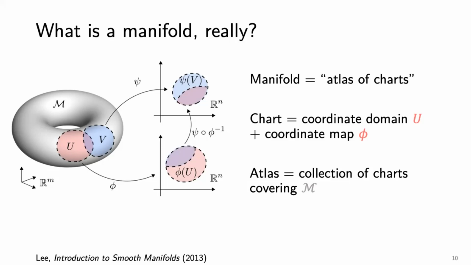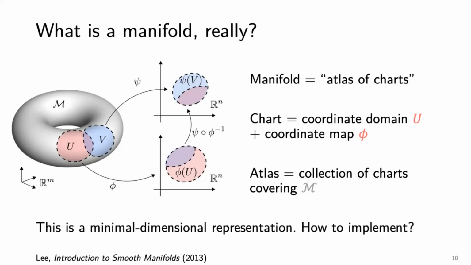And so really the way to think of a manifold is as a collection of patches that can be flattened. Instead of trying to flatten the whole thing in one go, you break it up into pieces, each of which can be flattened. And not just flattened, but also invertibly flattened, so you can go back from this flat representation to the surface of the manifold. And this representation is minimal dimensional. Okay, so breaking things up into patches allows for a minimal representation of the manifold.